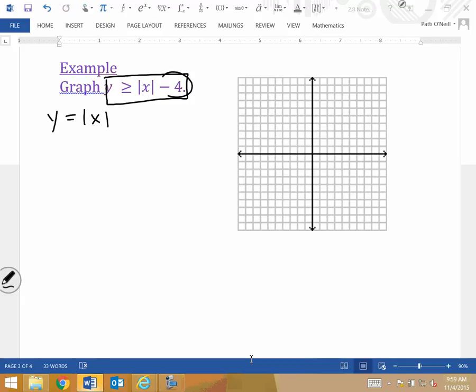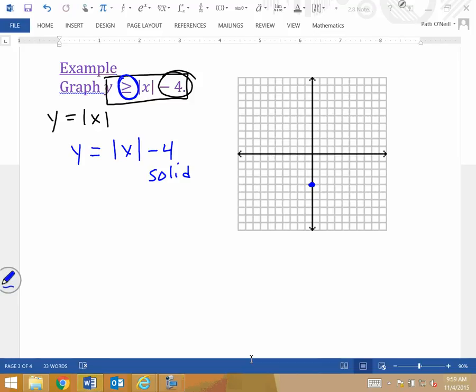This graph, though, according to the last section that we studied with our transformations, is going to move down 4 units. So that means that I'm going to look at graphing y equals the absolute value of x minus 4 and make a decision because it's got an equal bar in my inequality symbol that this will be a solid line. So my vertex is at negative 4.